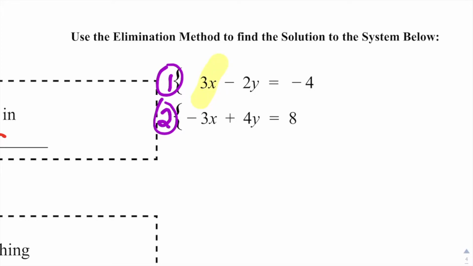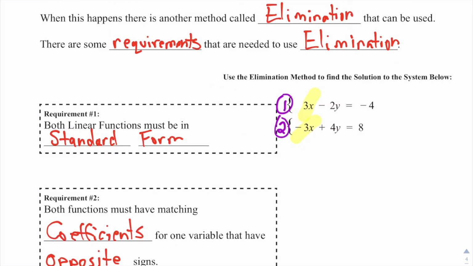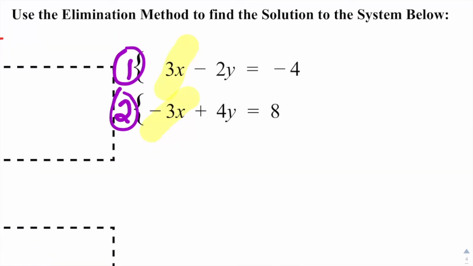For this one, we can see that we have two equations, and in equation 1, we have the x term that has a positive 3 coefficient. And in equation 2, we have an x term that has a negative 3 coefficient. Both of these equations are definitely in standard form, which is ax plus by equals c, where 3 and negative 3 are a values, negative 2 and positive 4 are b values, and negative 4 and 8 are our c values.